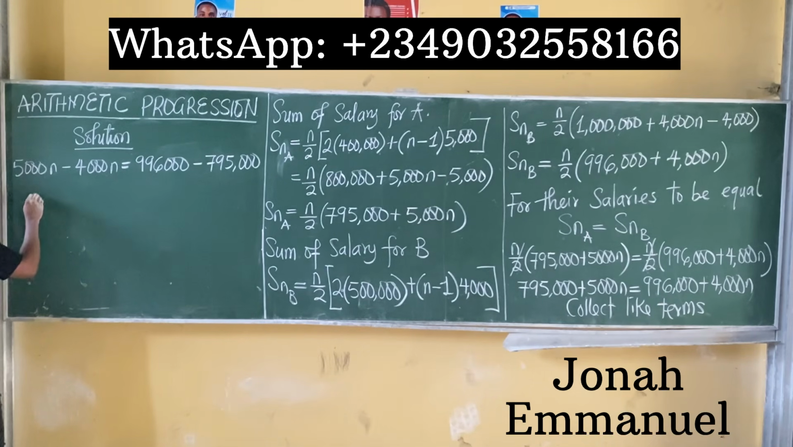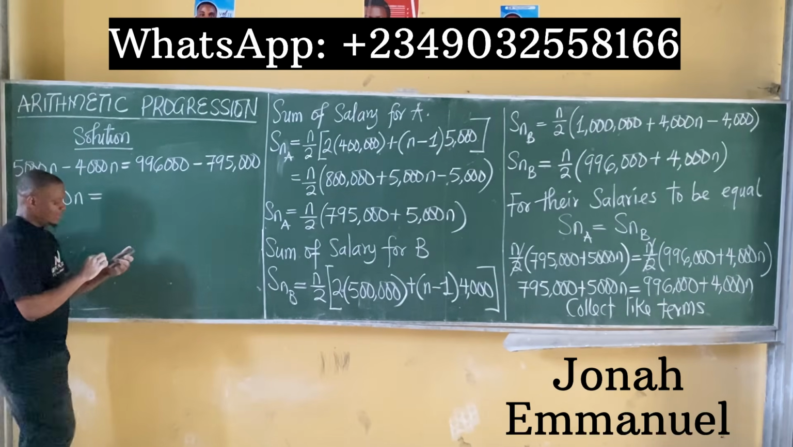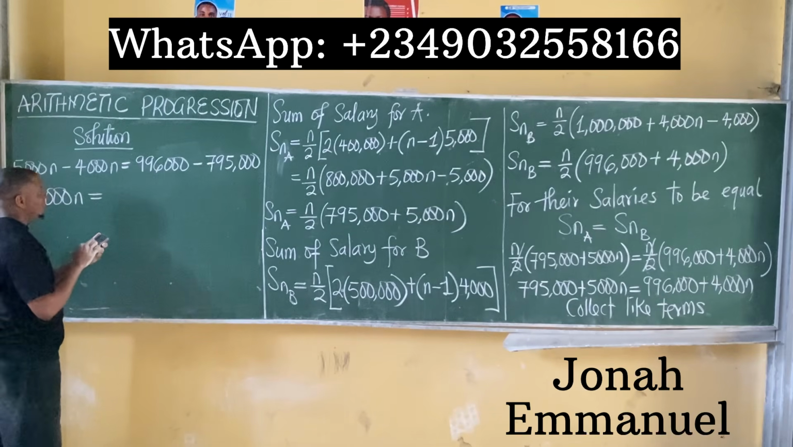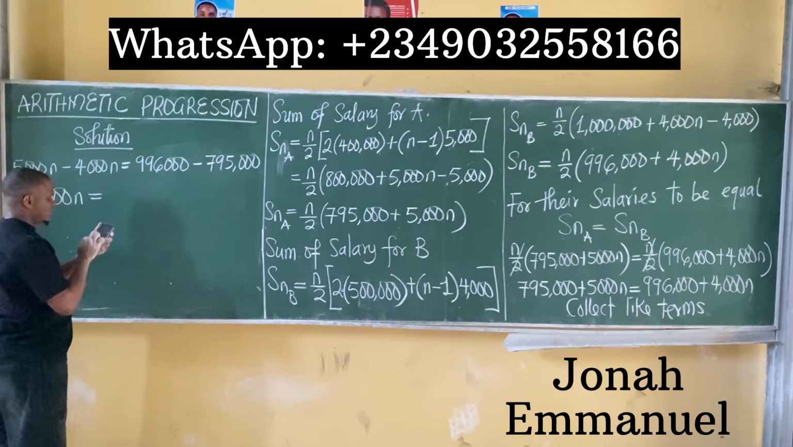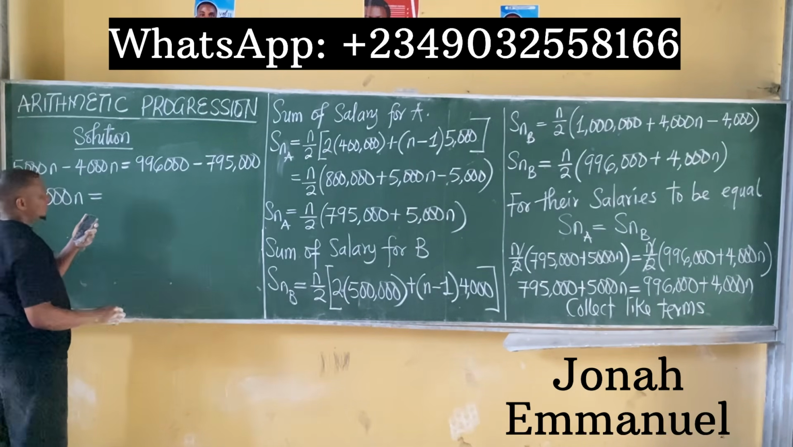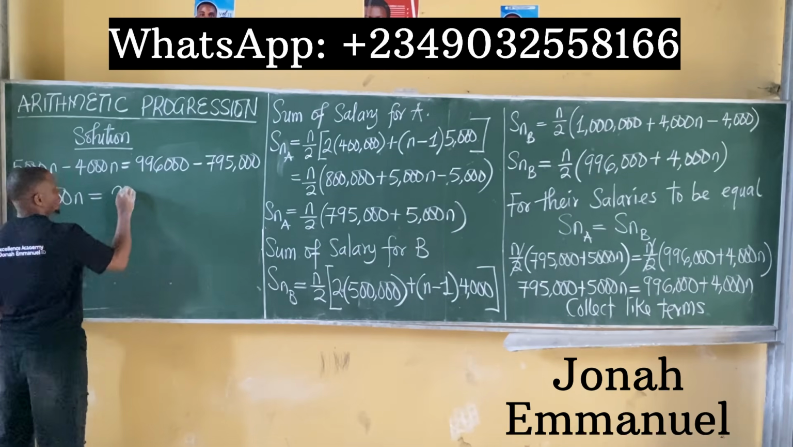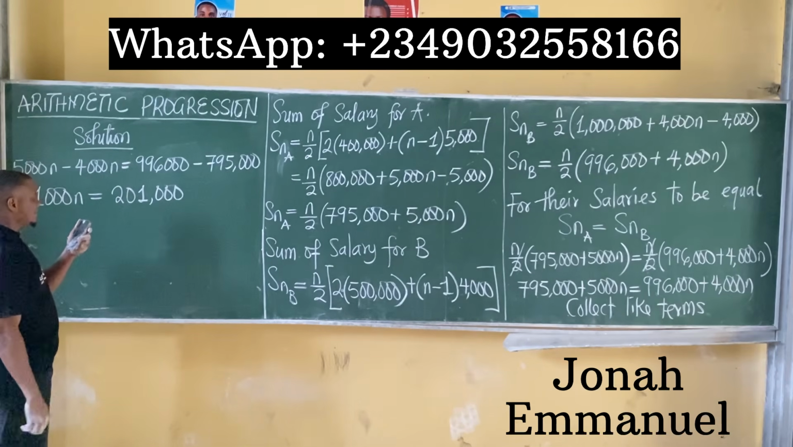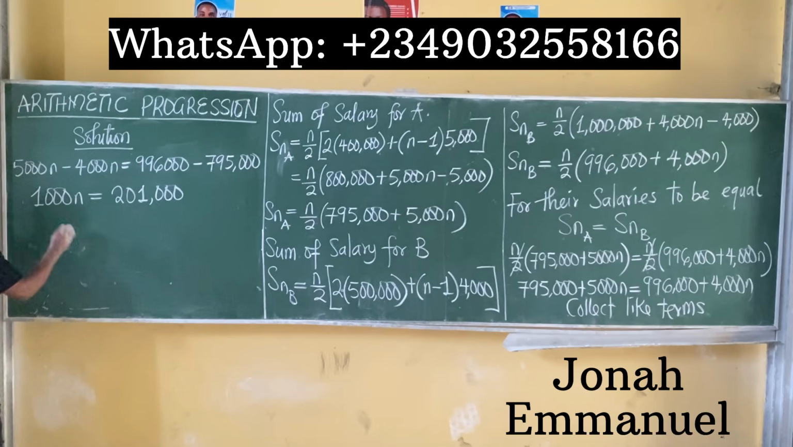All right, so we have this. 5,000 minus 4,000 gives you 1,000. So 1,000 n is equal to, let's subtract these numbers. What do we have there? 996,000 minus 795,000. That's about 201,000. That's what you have there. To get n, divide here by 1,000.